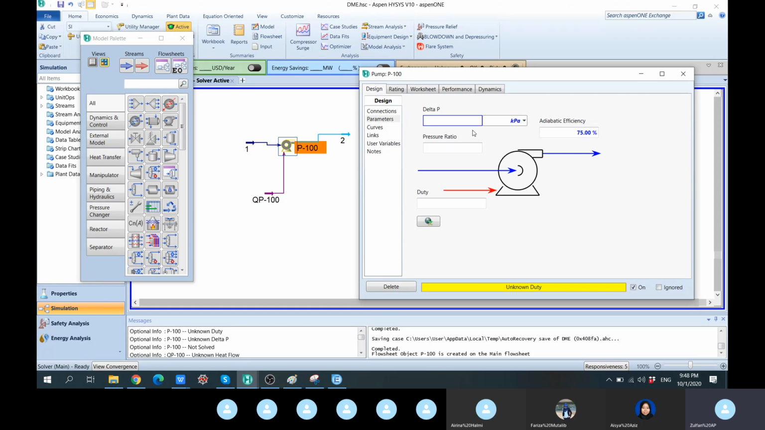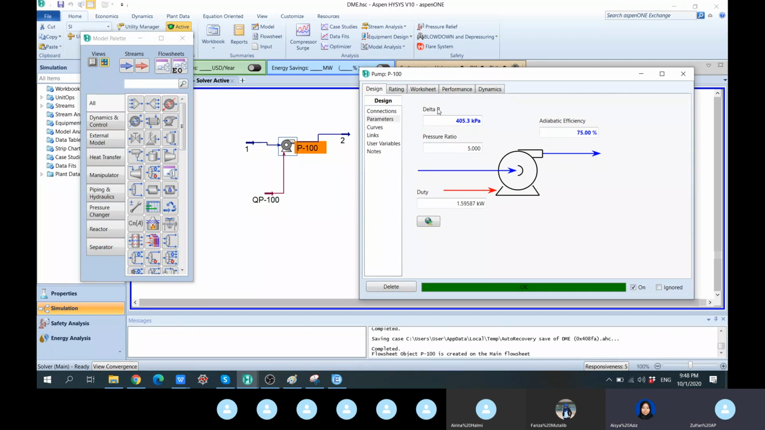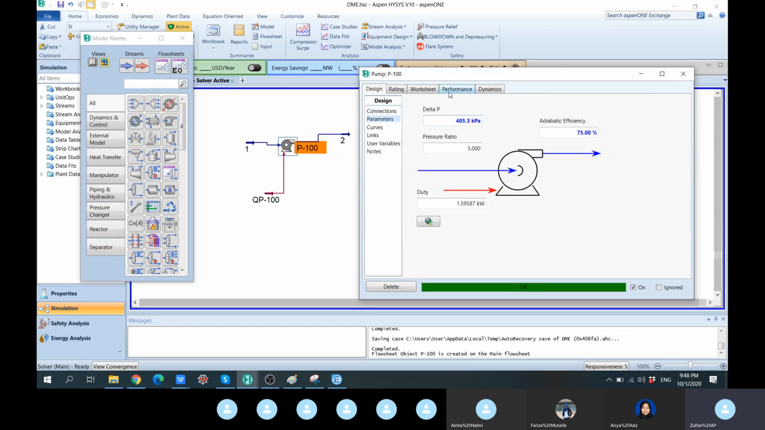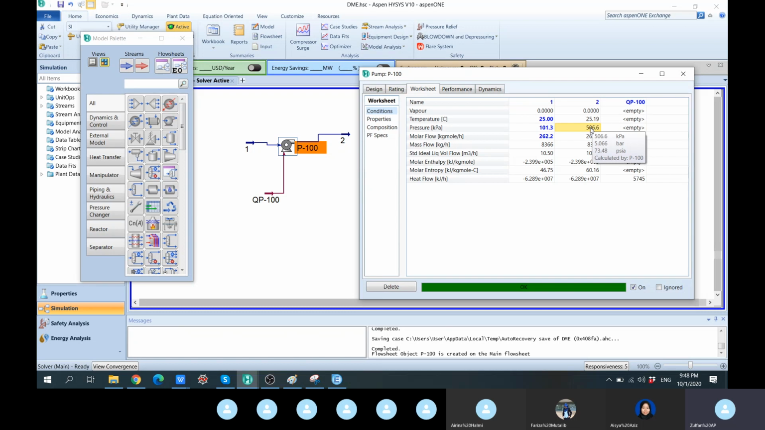For example, delta P: because you want to pump it to 5 and we have 1, 5 minus 1 is 4, so 4 atm. Voila. We have 2 blues, and then everything is calculated. You can specify it here, but since you already put it there, this part you are not specifying anything. It is being calculated.